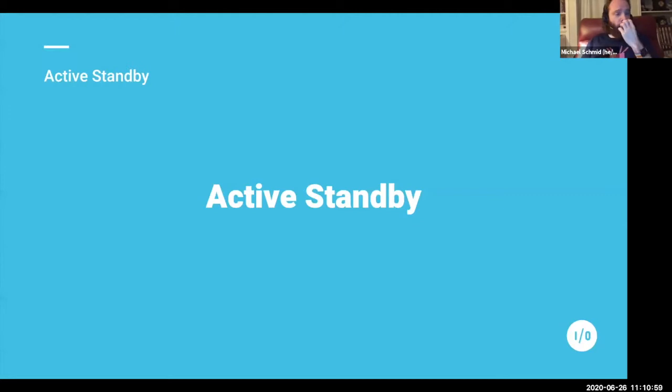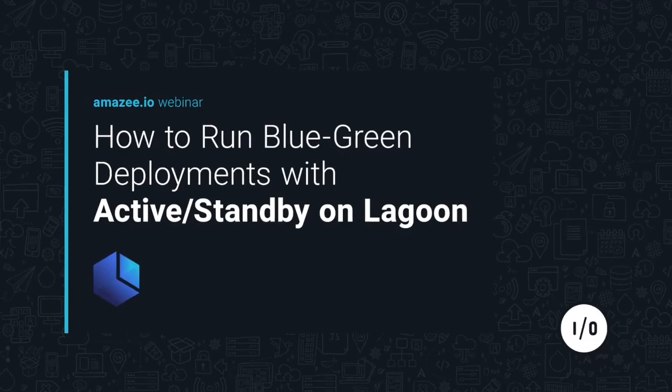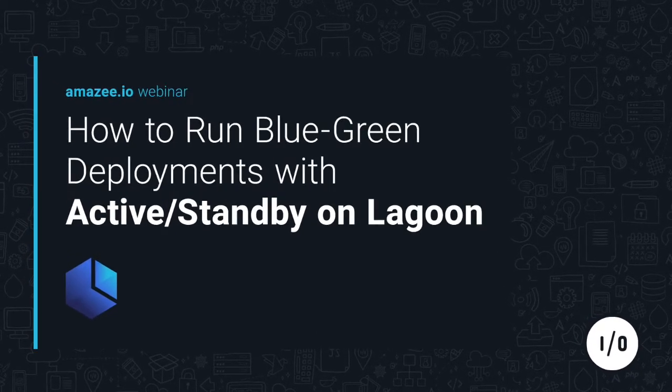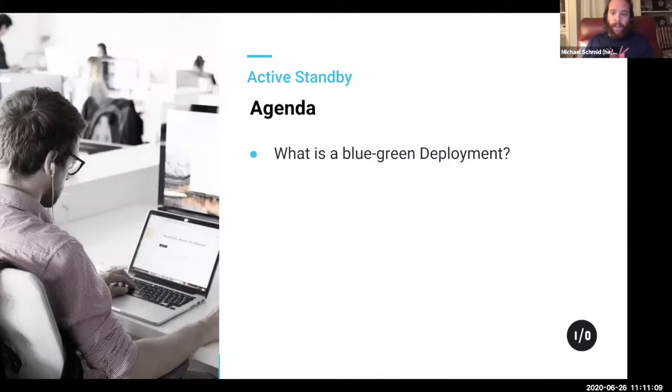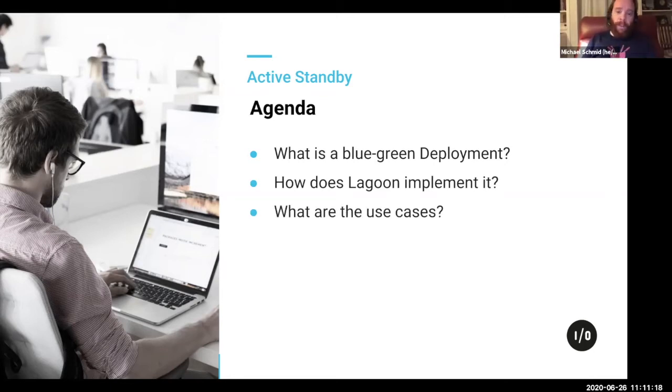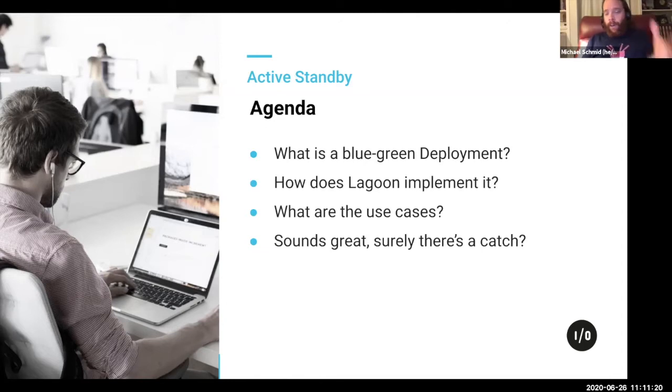But enough talking about Amaze.io or Lagoon, let's actually look into Active Standby. Today, what we want to look at first is: what is this blue-green deployment technology that so many tools are talking about? We're then going to look into how Lagoon actually implements it. We're going to talk about the use cases for it, and we're also going to talk about the catches, because no system is perfect, and we want to make sure that everybody understands what blue-green is really for and how it can be used.